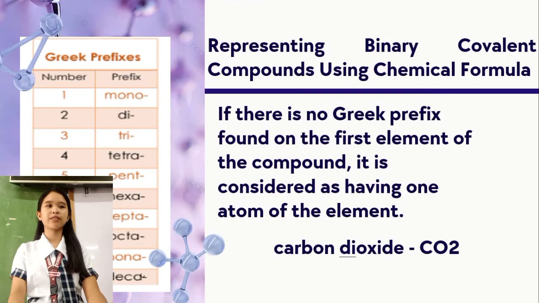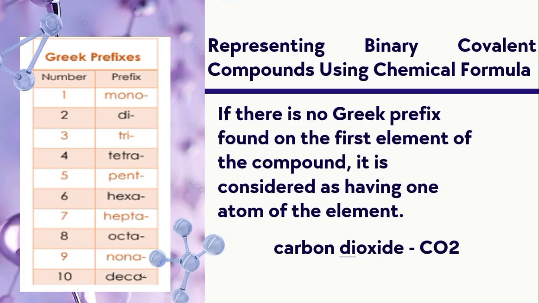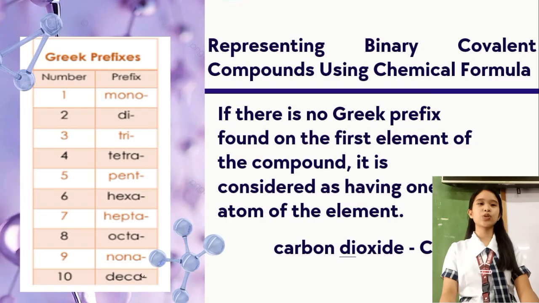If there is no Greek prefix found on the first element of the compound, it is considered as having one atom of the element. Let's take a look at this. The table shows the Greek prefixes, which is number 1 is mono, number 2 is di, number 3 is tri, number 4 is tetra, number 5 is penta, number 6 is hexa, number 7 hepta, number 8 octa, number 9 nona, and number 10 is deca.